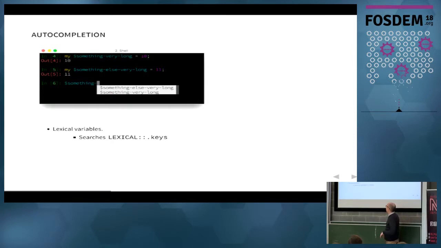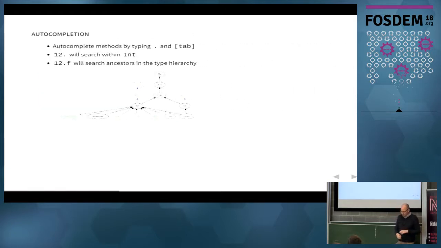So auto-completion just sort of works the way you would expect it to for the basics. If you declare a couple of lexical variables here, and then you start typing $something dash, and you hit tab, you get a list of the different lexical variables. In Perl 6, the way to do that programmatically is to call the .keys method on lexical, which is the local symbol table. So that's how it works behind the scenes.